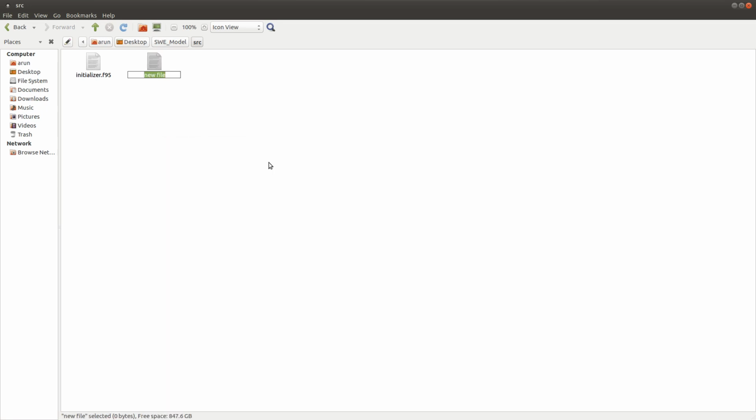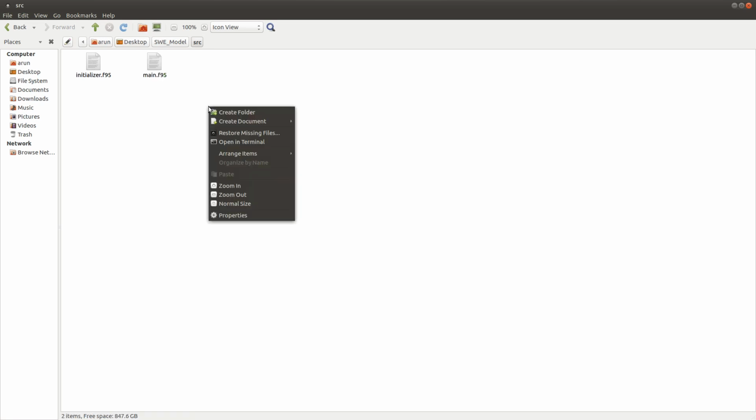Next, I'm going to create a main file, main.f95. This is the main program that is going to call all the subroutines and modules and run them one after the other. So this is the main central executing program, I would say.